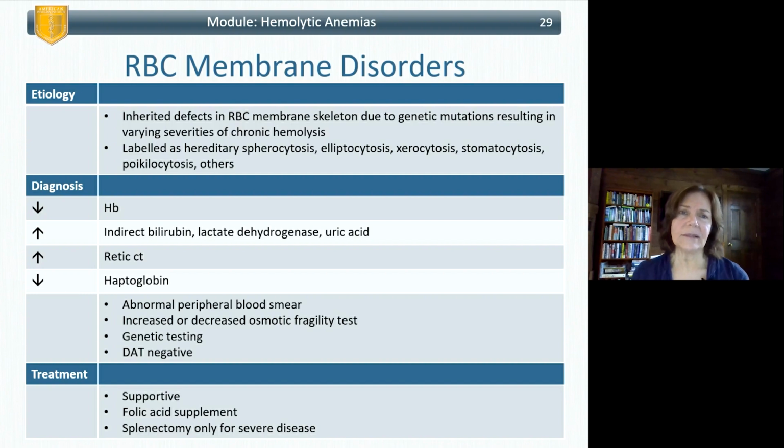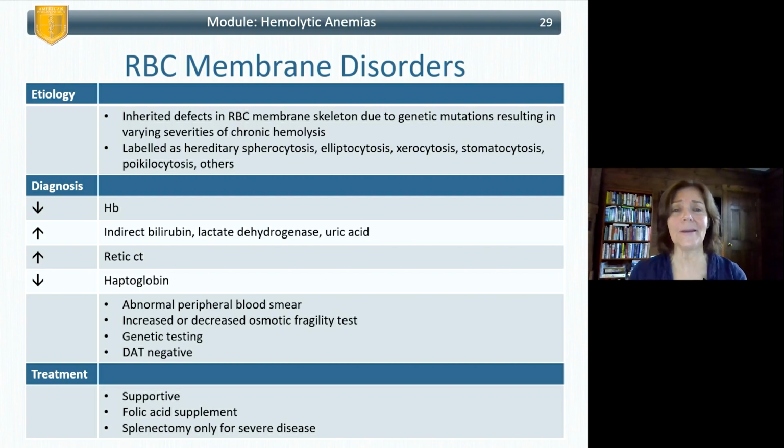Intrinsic disorders of the red cells include the membrane disorders. And this is where you are born with a genetic mutation that makes the red cell membrane skeleton fragile. And there are multiple mutations resulting in varying severity of chronic hemolysis. The different labels of them include hereditary spherocytosis, elliptocytosis, xerocytosis, stomatocytosis, poikilocytosis, and others, believe it or not.